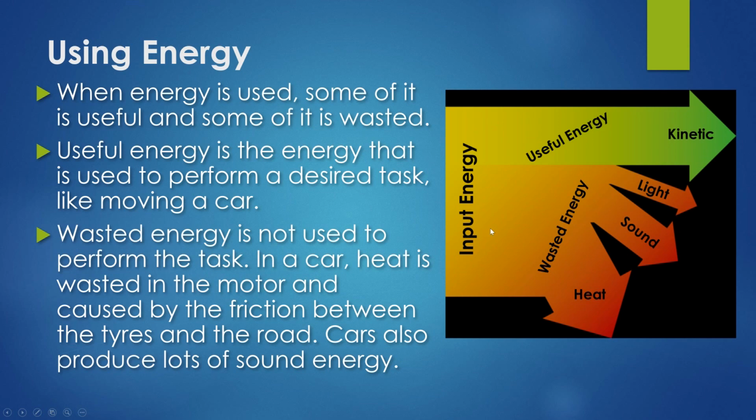We have an input energy, whether that's chemical potential, electrical energy, gravitational potential, whatever it is. So we have a certain amount which is useful energy. Ideally we want that to be as big as possible. In this case, kinetic energy is considered to be the useful energy. So it could be anything that has motion. So useful energy could be a plane, a car, a boat, a fan, a ball being thrown through the air, anything like that.